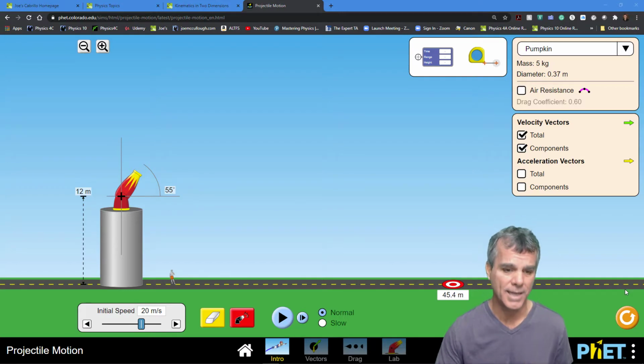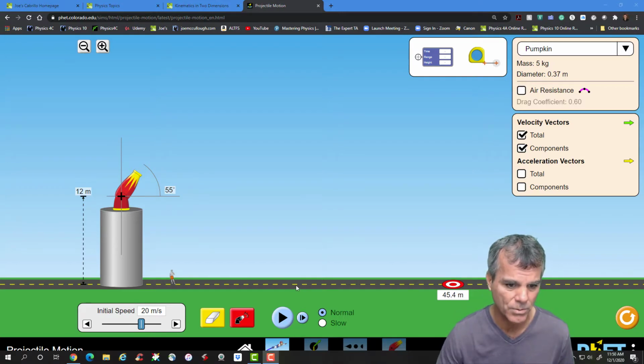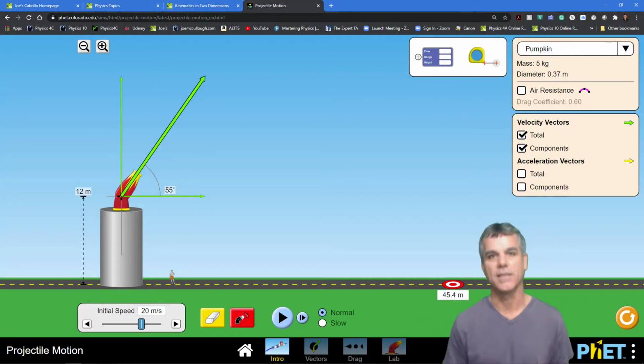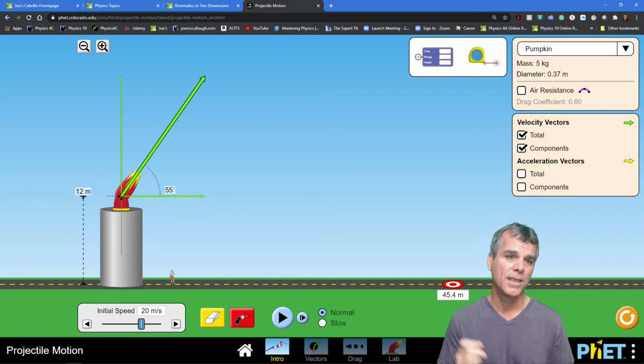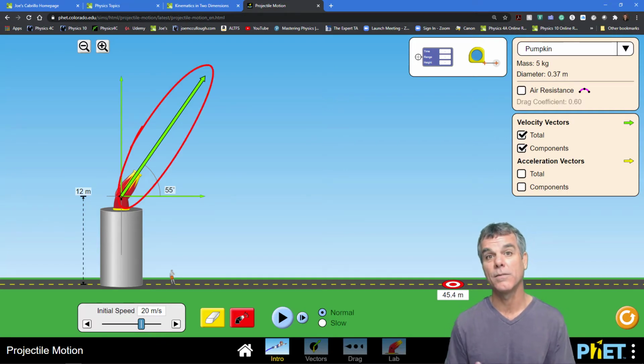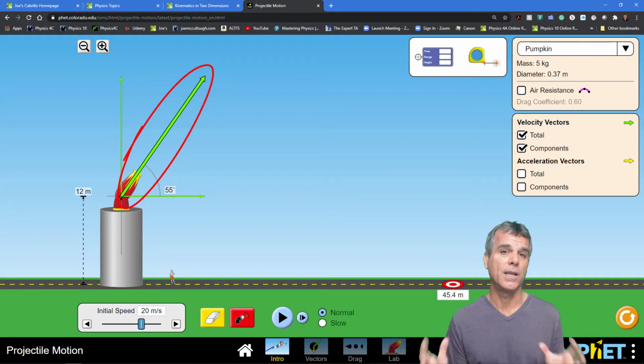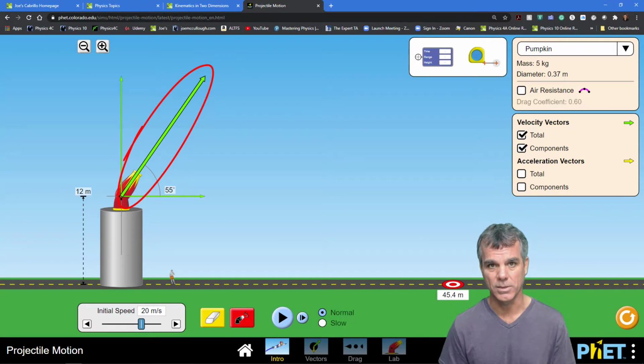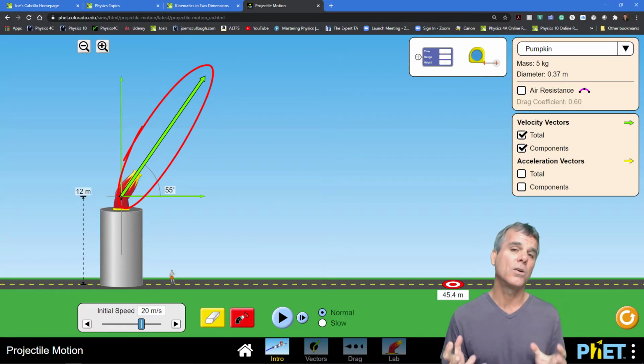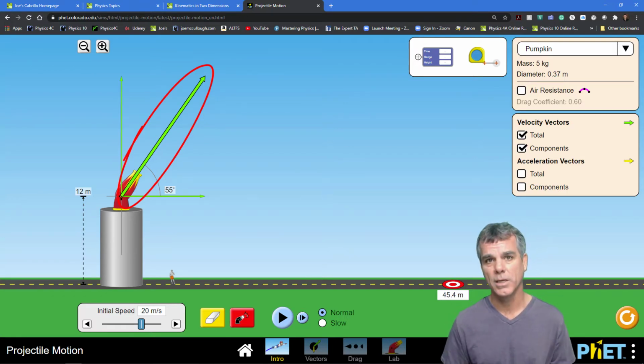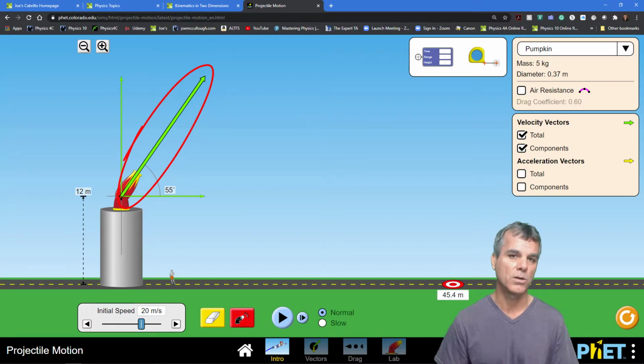What we're going to look at as this pumpkin is moving through the air is the velocity vector. So what you'll see are three different arrows. The big green arrow represents the velocity vector, and the length of the arrow is going to be proportional to the speed, and the arrow is going to point in the direction the projectile is moving. In this case it's a pumpkin, but it doesn't matter if there is no air resistance. So the longer the arrow, the greater the speed. The shorter the arrow, the smaller the speed.